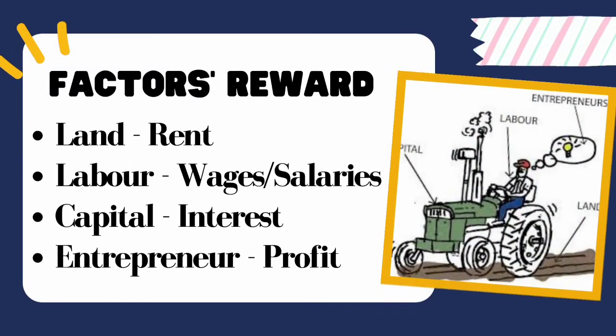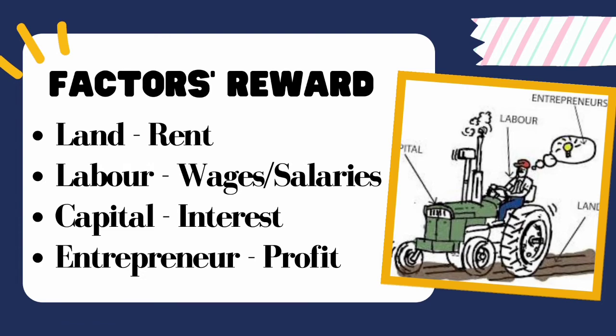And what are the rewards? Number one, land. As a factor of production, the reward for land is rent. Yes, you pay for land. Then labor, the reward for labor is wages or salary. After work, individuals have to be paid. Then number three factor, which is capital, the reward is interest. For everything you bring in to start a business, you're definitely going to get an interest. Then the last one, which is entrepreneur, who oversees every other factor of production. The reward for an entrepreneur is profits.